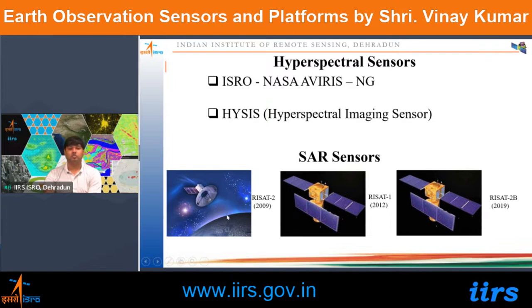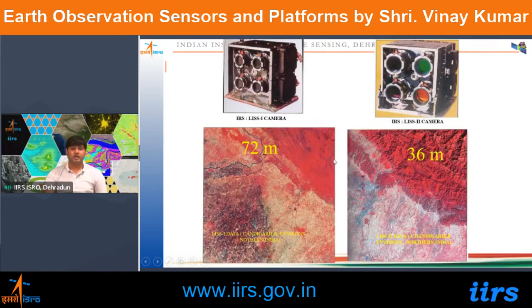RISat 2 is an X-band SAR sensor, and RISat 1 is a C-band SAR sensor, and RISat 2B is also the continuity mission of these sensors. Now these are a few satellite images from different sensors, LISS-1 and LISS-2. LISS-1 has 72 meter and LISS-2 has 36 meter resolution. Here you can see how image features appear at these spatial resolutions. And this is the LISS-1 and LISS-2 sensor.